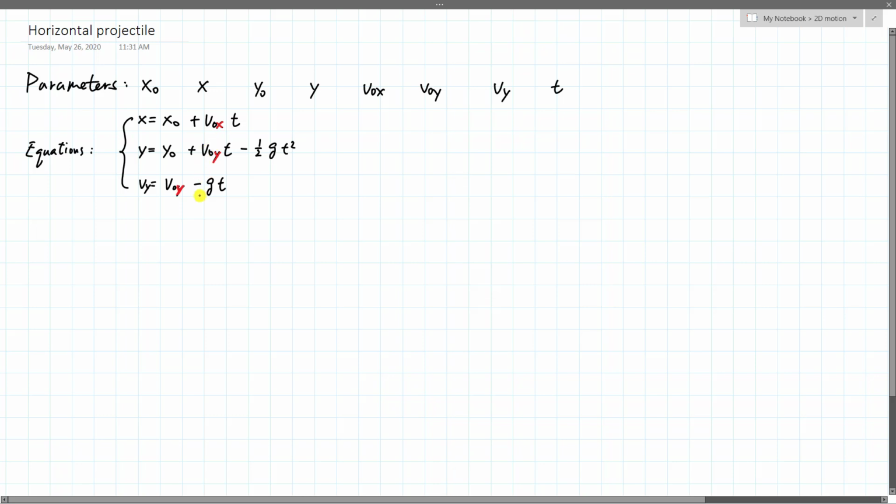Okay, so let's do an actual problem. This problem is something that you will need to solve, something similar in projectile motion labs. So we'll project something horizontally out. We'll just use the whole left side to draw a diagram.